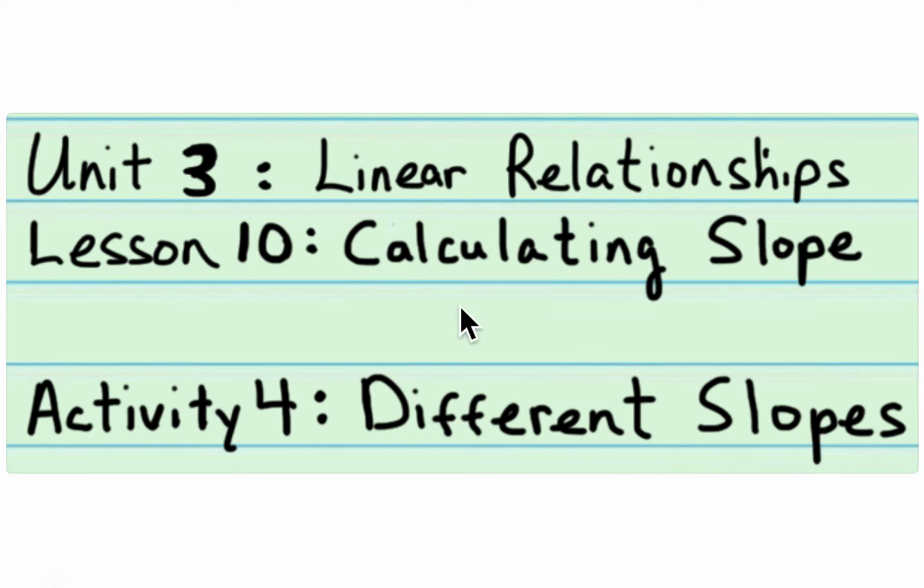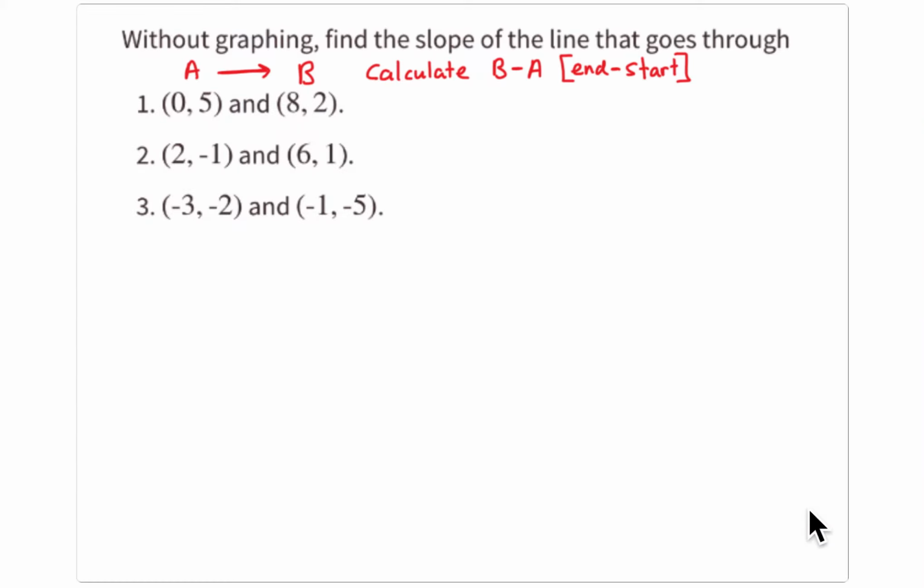This is Lesson 10, Calculating Slope, and Activity 4, Different Slopes. In this activity, you're given 3 sets of points, and you're supposed to find the slope of a line that passes through the 2 points for each set without graphing.